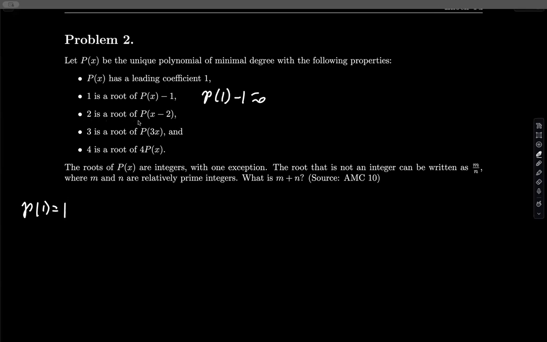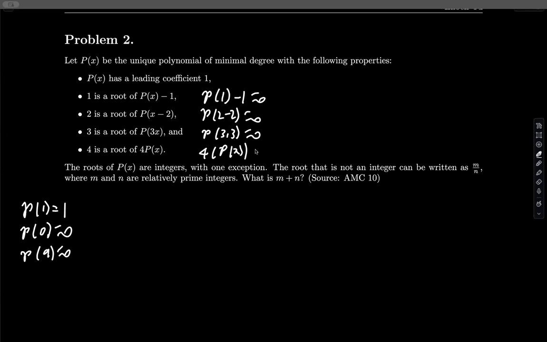And we can do the same thing for the second one. So p of 2 minus 2 equals 0. In other words, we have p of 0 equals 0. And if 3 is a root of p of 3x, then this is equal to 0, which means p of 9 is equal to 0. And if 4 is a root of p of x, then this should be 0. Sorry, this should be 4. So this just means that p of 4 is equal to 0.